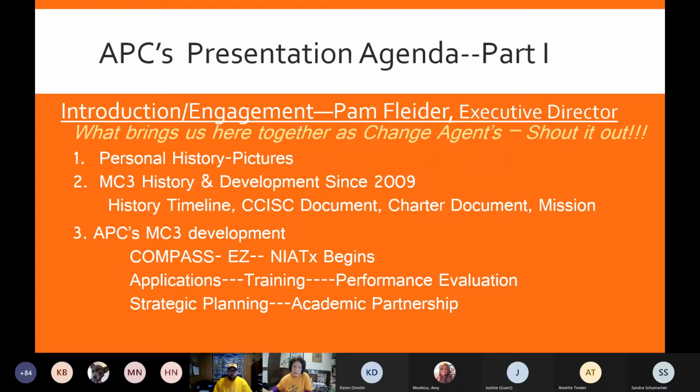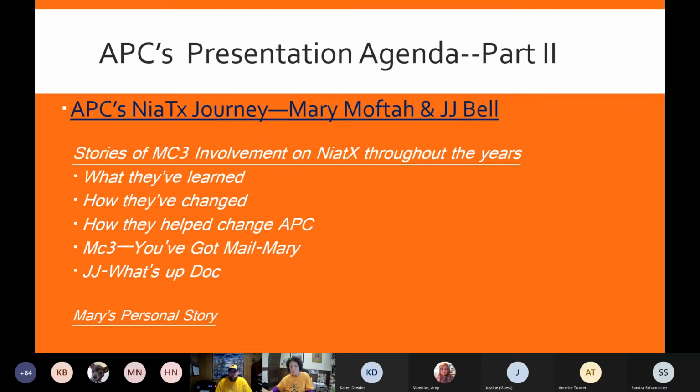This is a little bit of a quick overview of what we're going to be presenting today. So what brings us all here is change agents. We kind of did that. A little bit about my personal history, my MC3 and the MC3 history that I helped to develop since 2009. Some of those documents. APC's MC3 development, along that same timeline, in terms of the things that we did to implement change within APC.